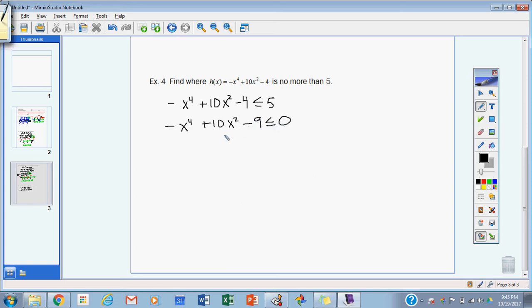And me personally, I'm going to divide everything by -1. Now we've got to be careful. By doing that, that's going to flip all of these. So negative becomes a positive. This is a minus 10x squared, and then we have a plus 9. But now we're going to have greater than or equal to 0, because if you multiply or divide by a negative, you have to flip the inequality sign.